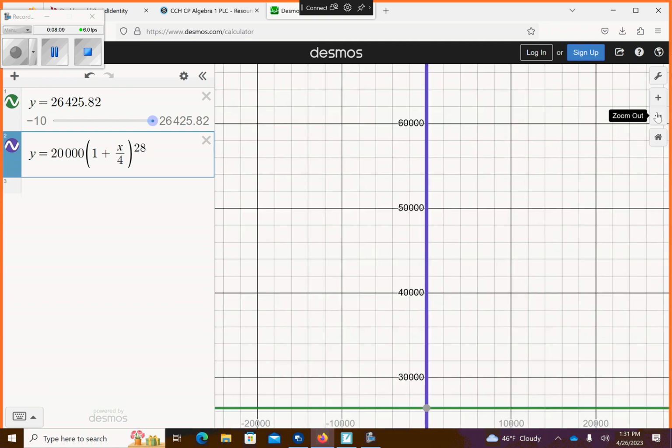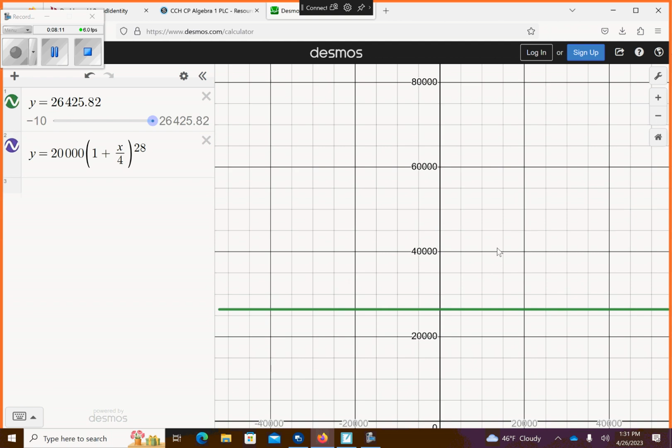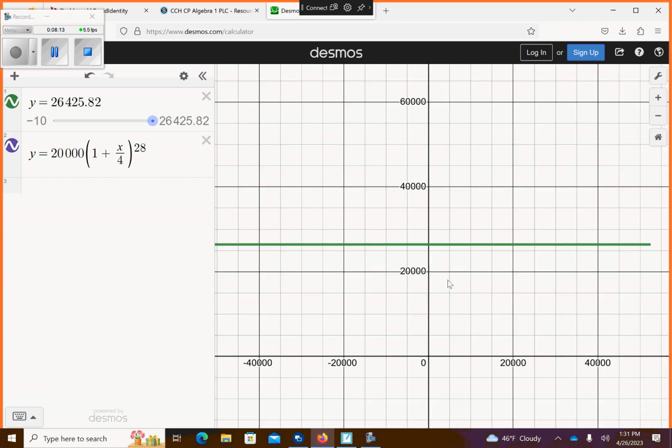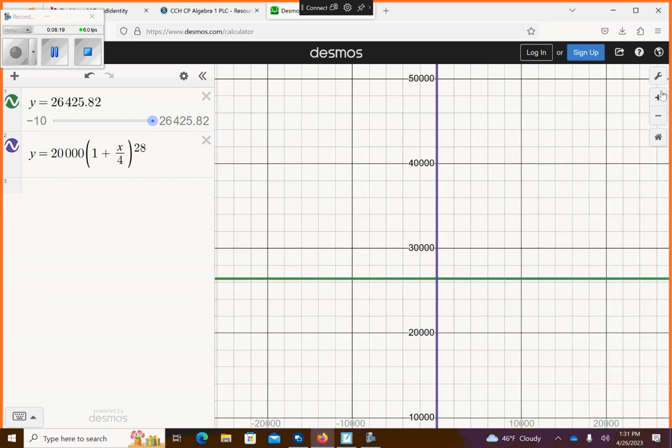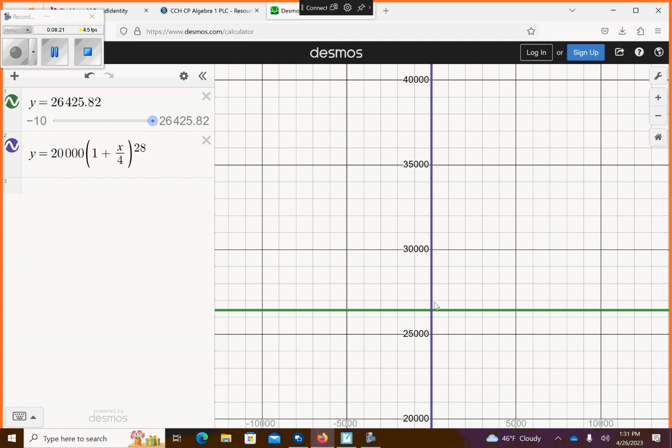So you have to come back out. And where the intersection, where'd my purple go? There's my purple. So let's zoom in on this purple, find the intersection. So, did I do that right?